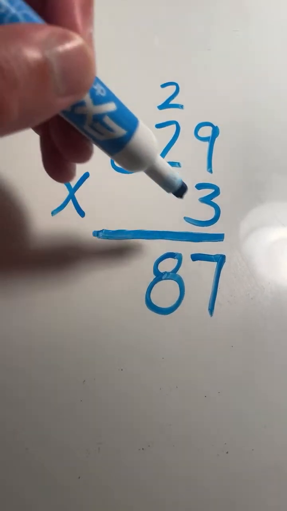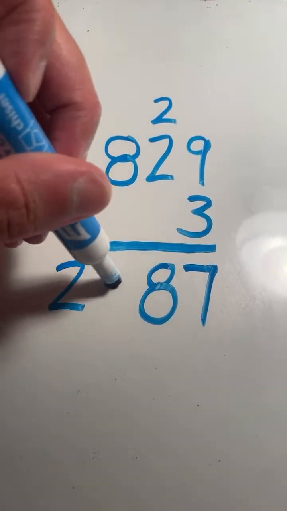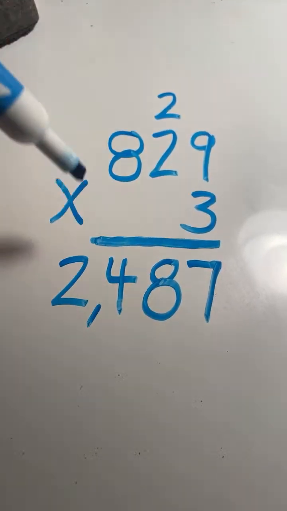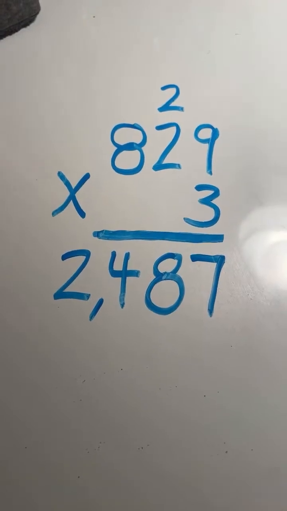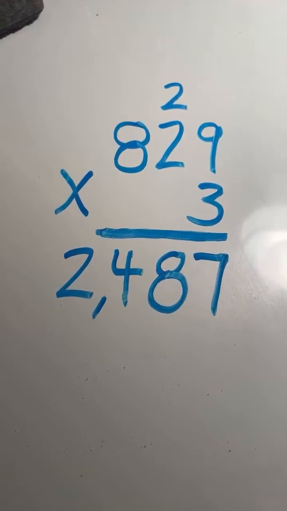Next, we multiply 8 times 3. 8 times 3 equals 24. And we have our final answer. 829 times 3 equals 2,487.